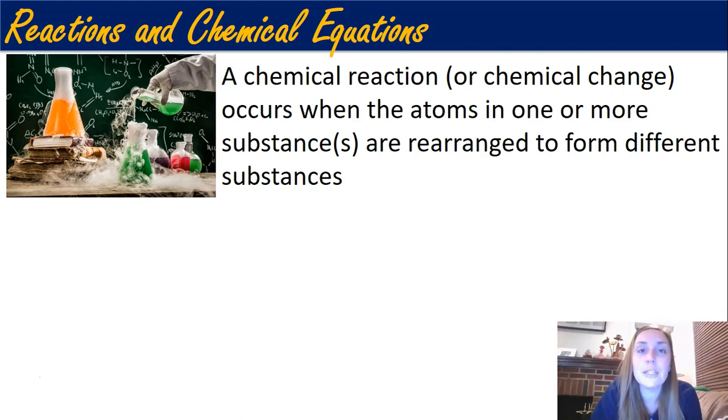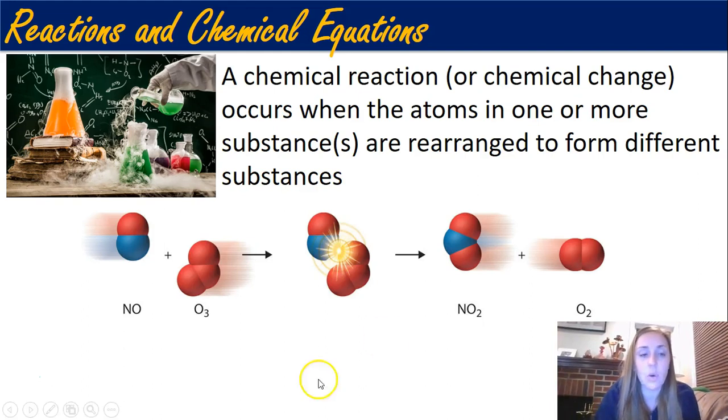All right, so first thing to review, a chemical reaction. So what is that? A chemical change. It occurs when the atoms in one or more substances rearrange to form different substances. So you see here you've got nitrogen monoxide and ozone, and they crash into each other. And because of that collision, the molecules actually break apart and reform into different combinations.